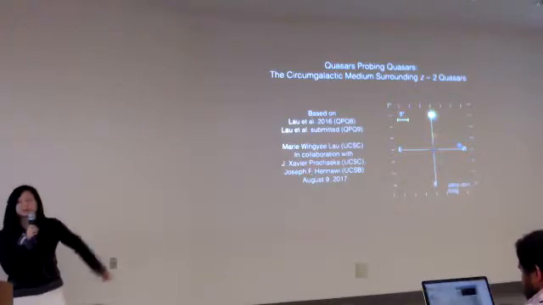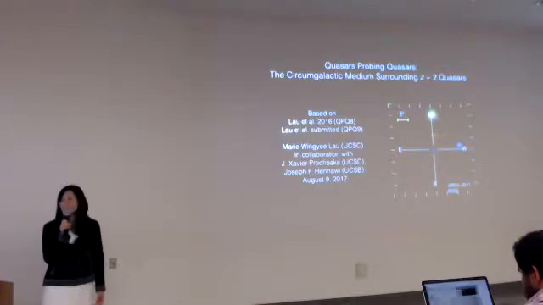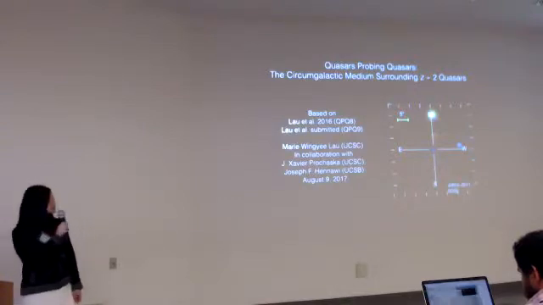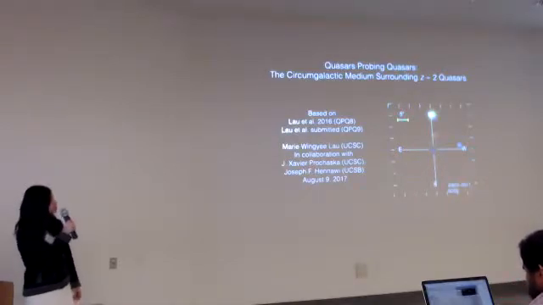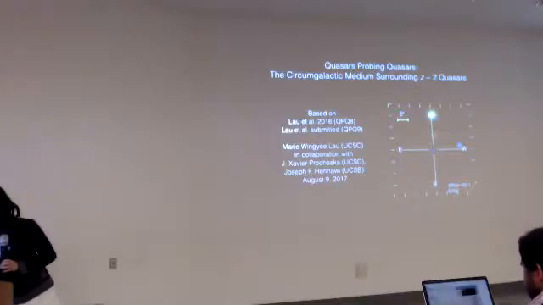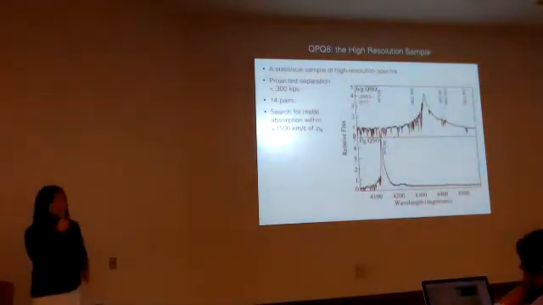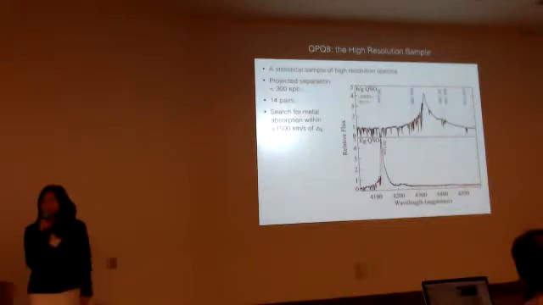Shown here is a Sloan image of an example quasar pair, J0853. The foreground quasar is at redshift 2.4, the background quasar is at redshift 2.5, and the projected separation is 112 kiloparsecs. 9 papers have resulted from the QPQ survey. I'm presenting the 8th and the 9th papers here.